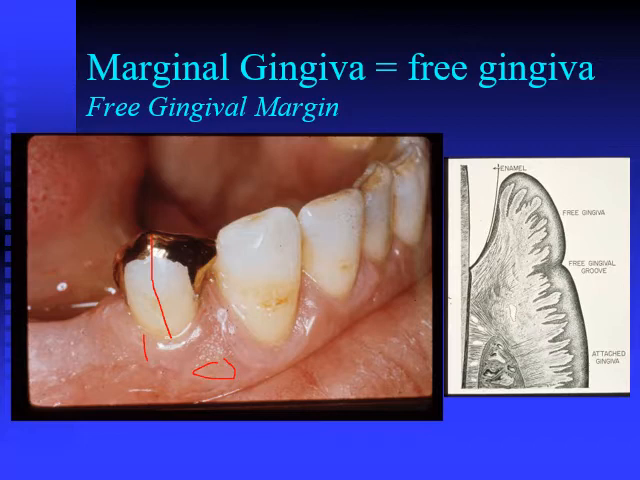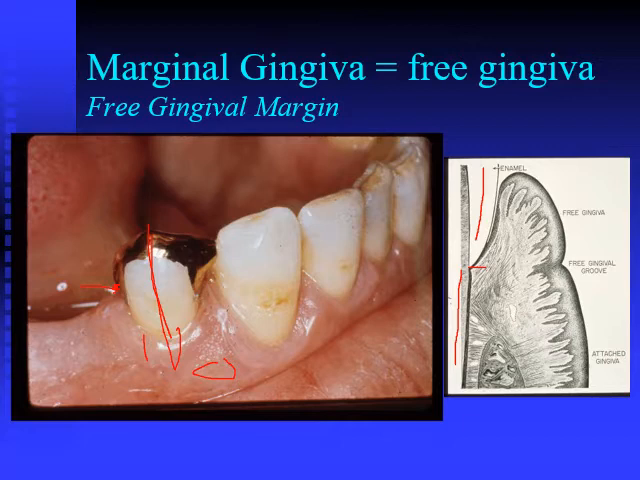If we section this tooth in half and look at that section from the proximal view, this is what the diagram would look like. We're looking at the sectioned tooth, which has enamel. This is the cemento-enamel junction here. This would be the root of the tooth covered with cementum. And we see the two types of gingiva in this diagram.